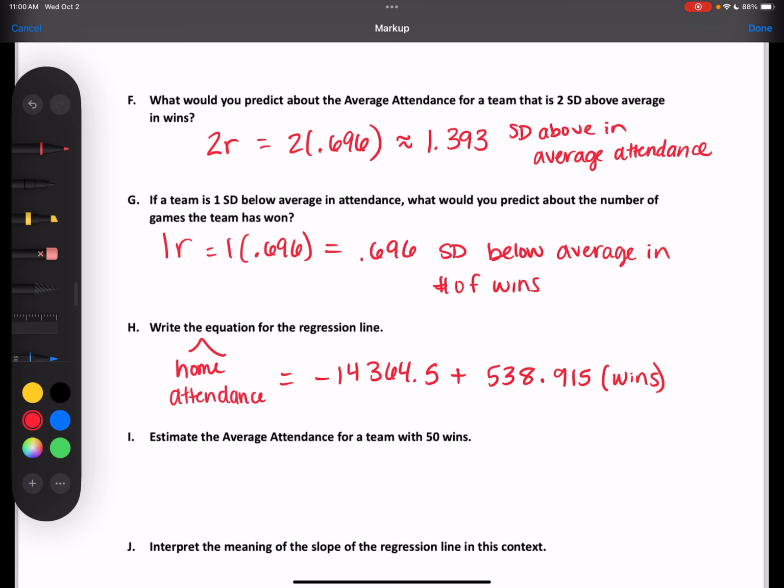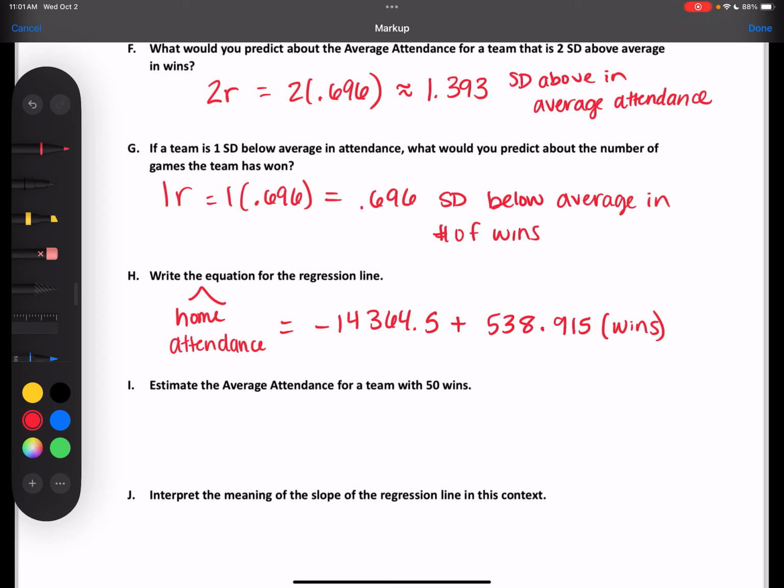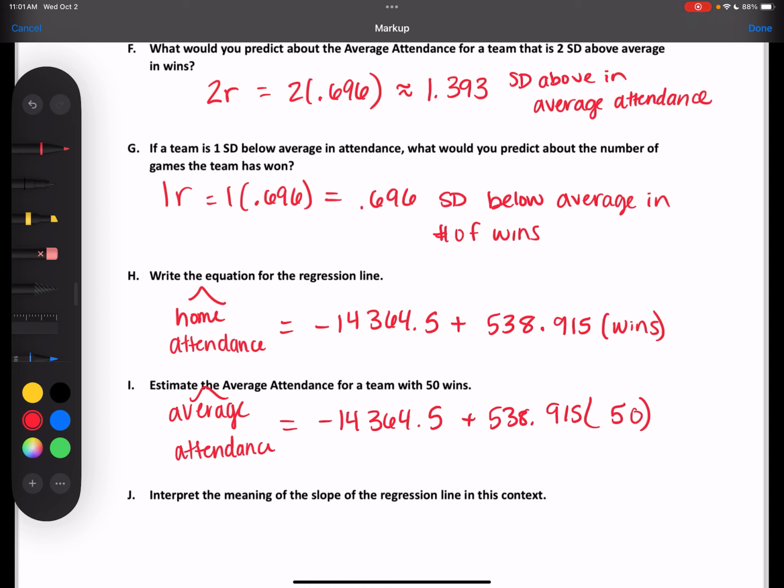So now it says to estimate the average attendance for a team with 50 wins. All I do is plug in 50 where wins goes, and then I get the average attendance. So average attendance hat equals negative 14,364.5 plus 538.915 times 50. And this number is going to end up coming out to be 12,581 people in average attendance.